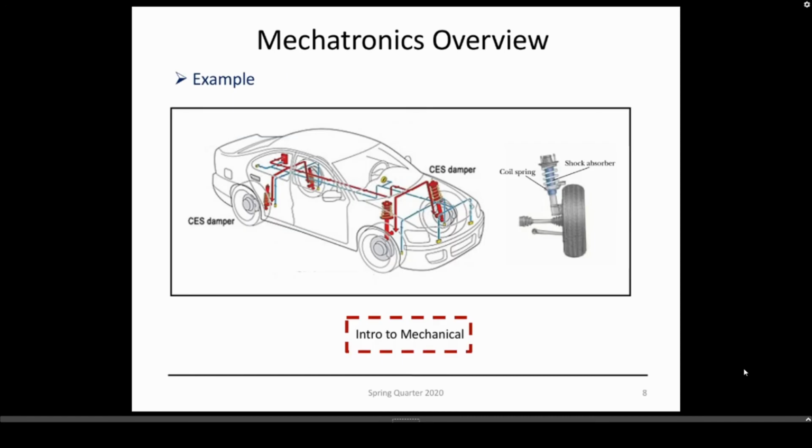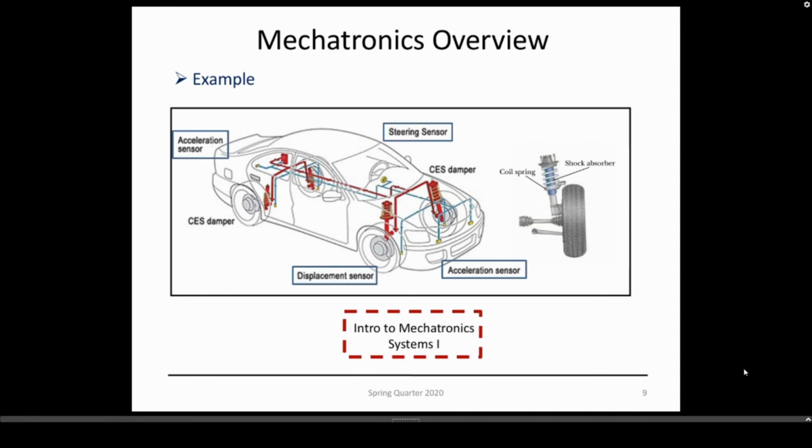Probably one of the easiest examples of a mechatronic system is a car. The suspension, dampers, coil springs, and shock absorbers are the mechanical components. Then you start putting sensors around: the steering sensor, acceleration sensor, displacement sensor. Those are the analog components that you put around to capture the data from the world. And then at last you have the ECU, or the central unit, that gathers all that information and processes that data. Those are the concepts of Intro to Mechatronic Systems 2.